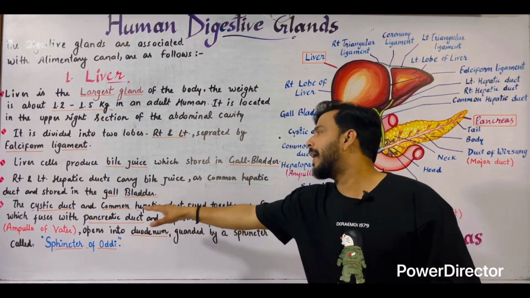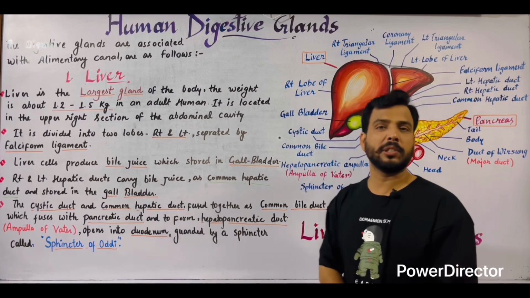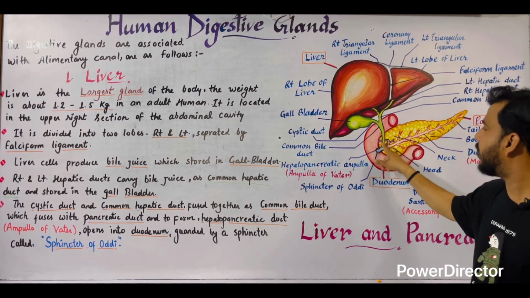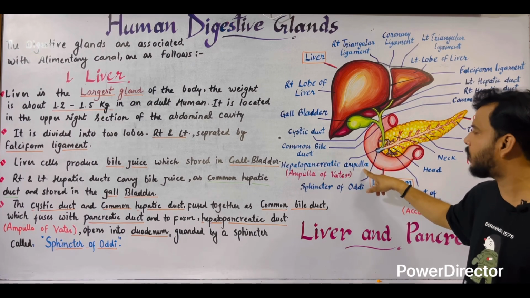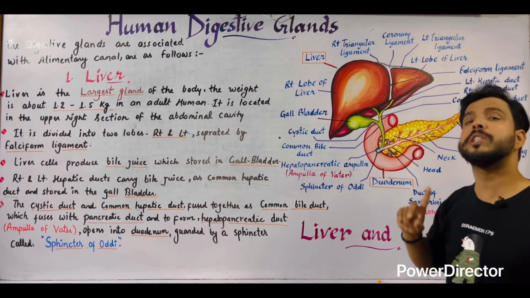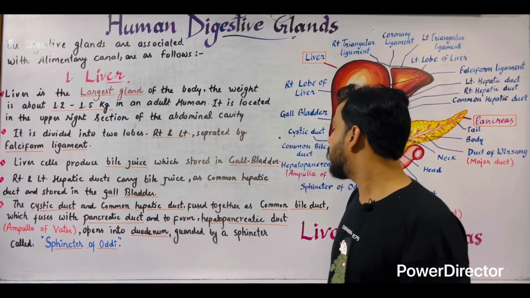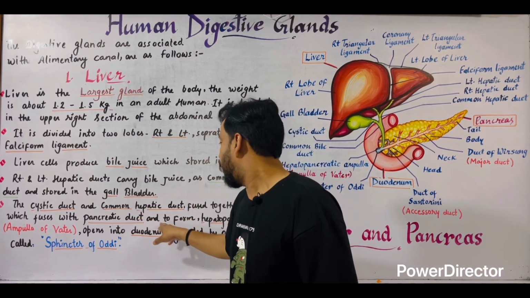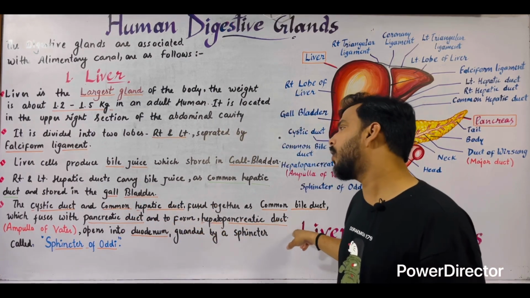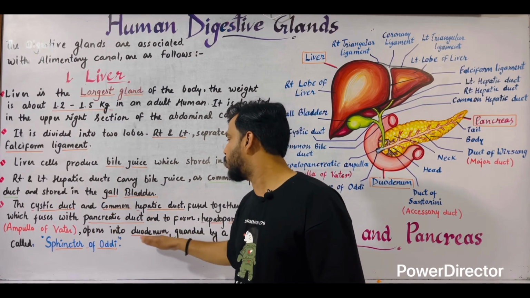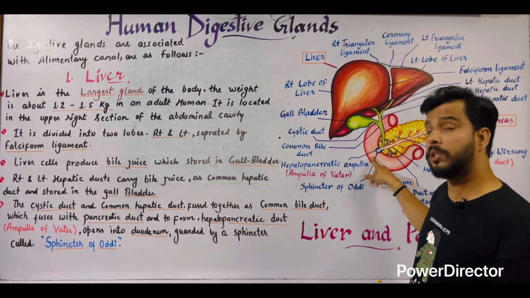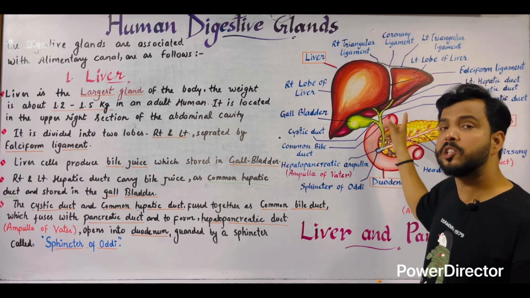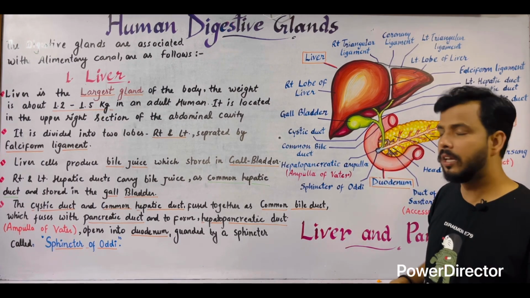Now this common bile duct fuses with the pancreatic duct to form the hepatopancreatic duct or hepatopancreatic ampulla, which is also known as the ampulla of Vater. As you can see, the ampulla of Vater opens into the duodenum, which is the initial, C-shaped part of the small intestine.